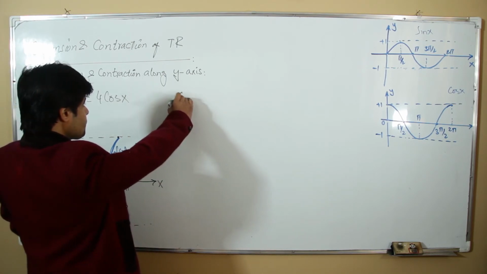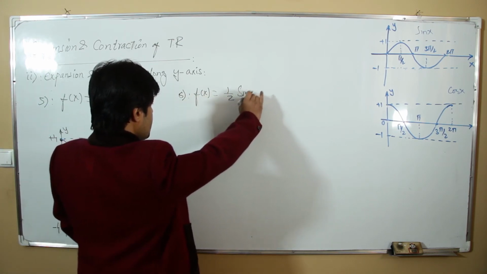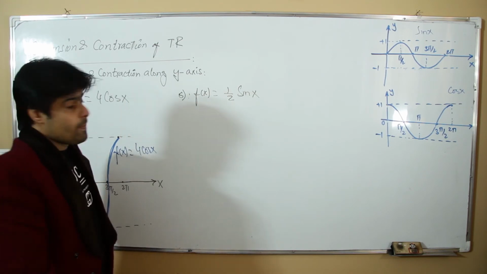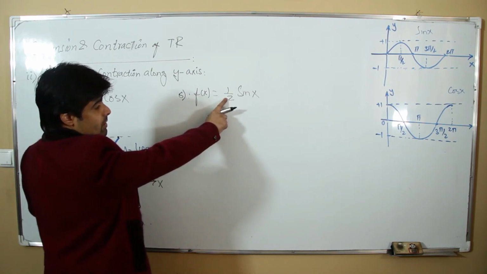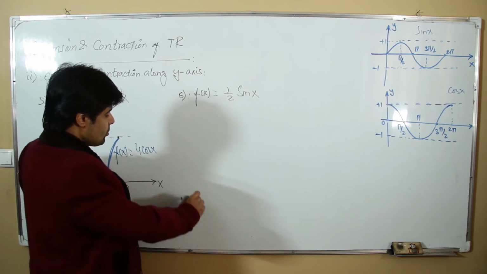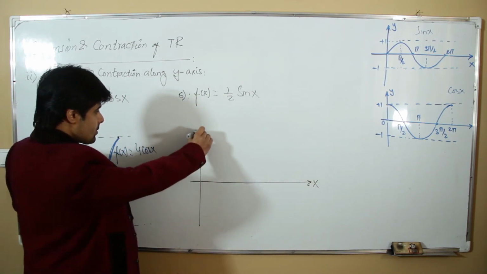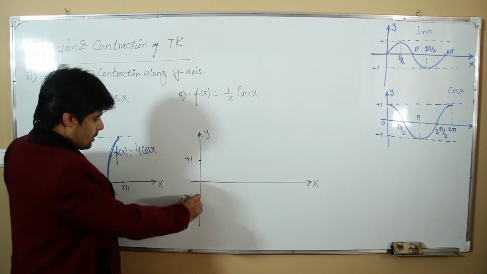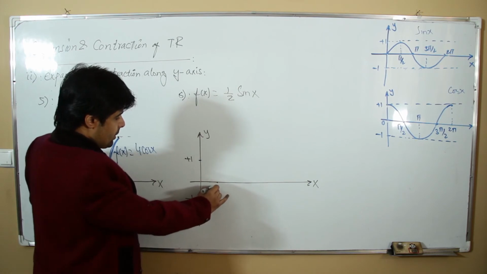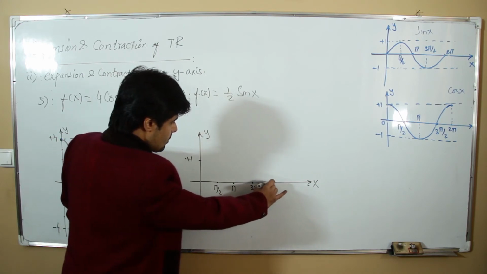Example number 6. If I have f(x) equal to 1 divided by 2 sine x. Now this is contraction. Why? Because this coefficient is between 0 and 1. By the way, how can we do this one? This is our x-axis, this is our y-axis, this is positive 1, this is negative 1. The graph for sine, we have pi by 2, pi, 3 pi by 2 and 2 pi.